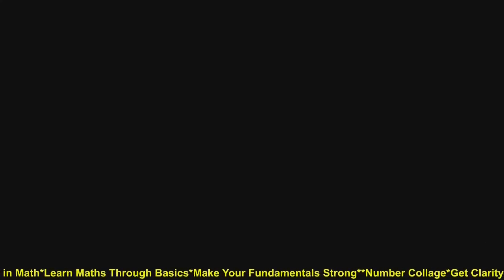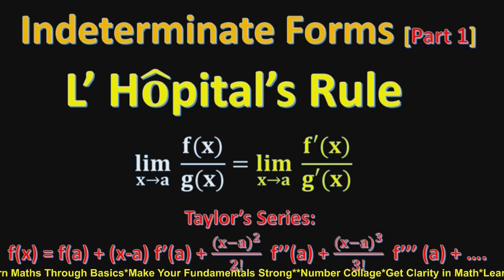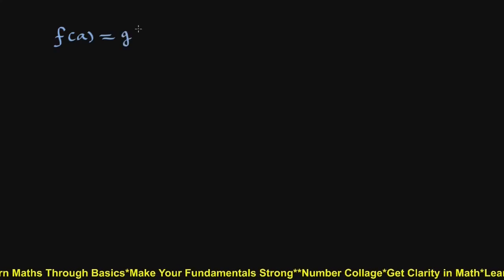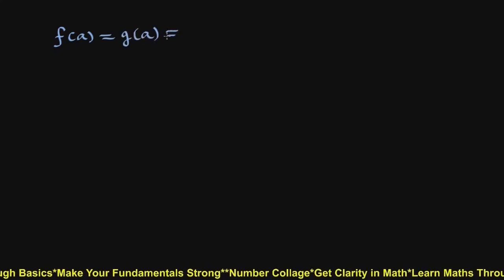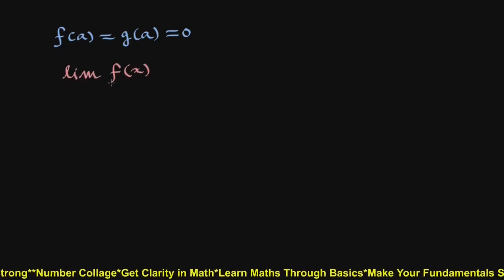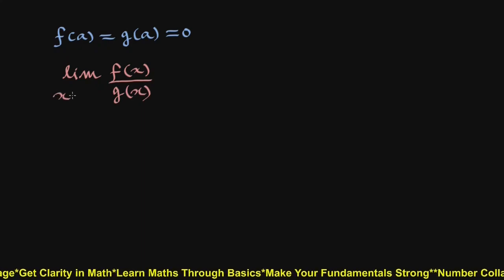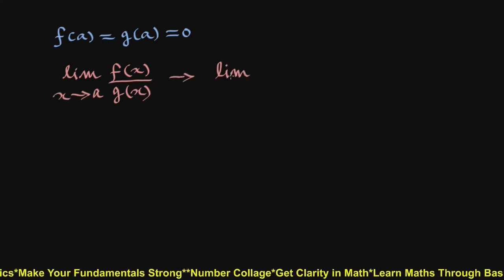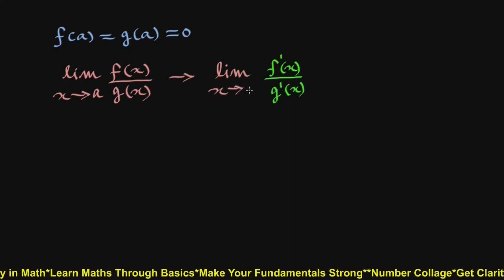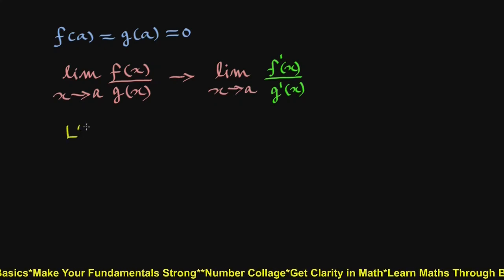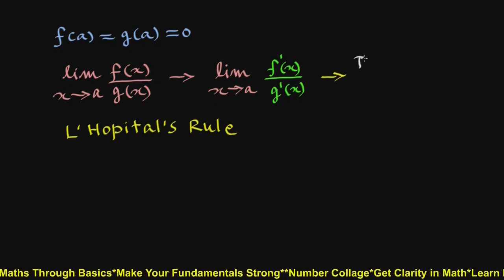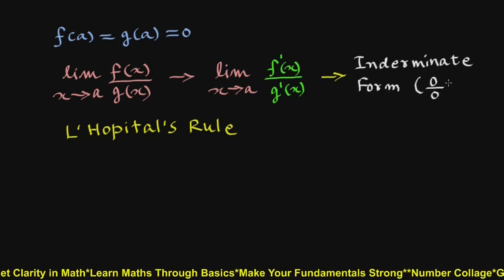In my last video, Indeterminate Forms Part 1, L'Hopital's Rule, we have seen if f(a) equals g(a) equals 0, then how we can find the limit of a rational function, limit f(x) upon g(x) as x tends to a, as limit f dash x upon g dash x as x tends to a, which is known as L'Hopital's rule, and this particular form is known as indeterminate form of the type 0 upon 0.